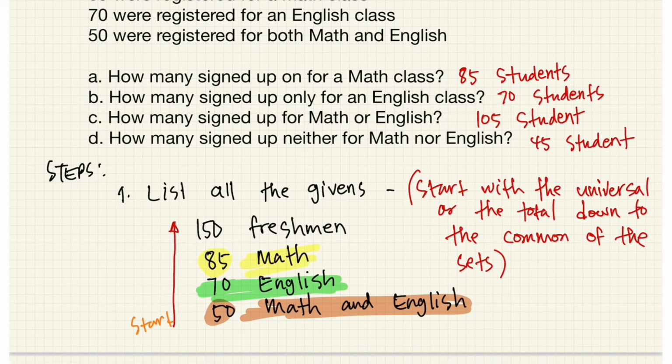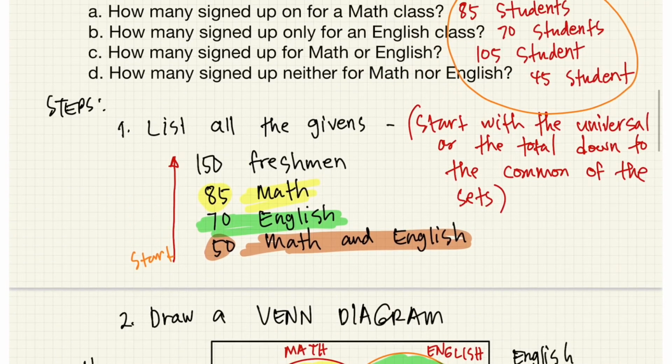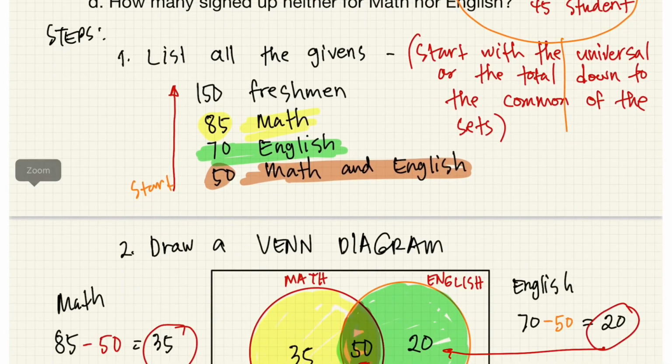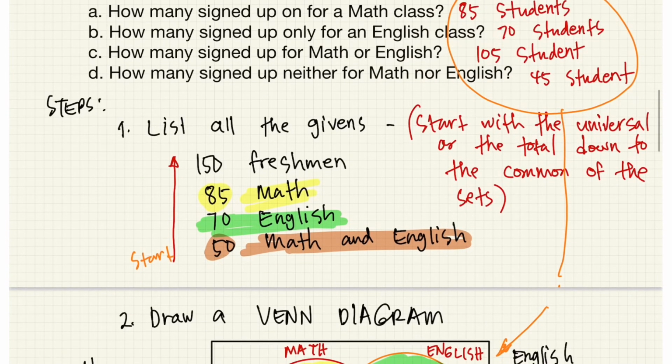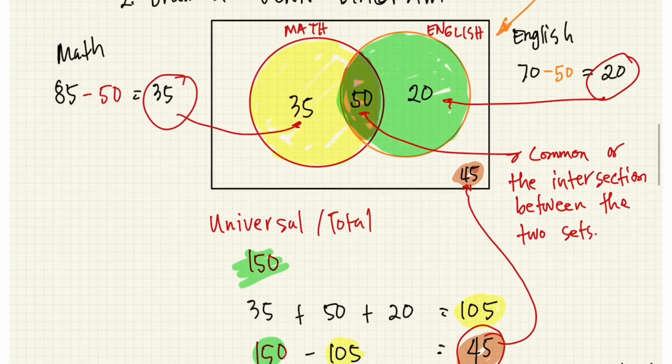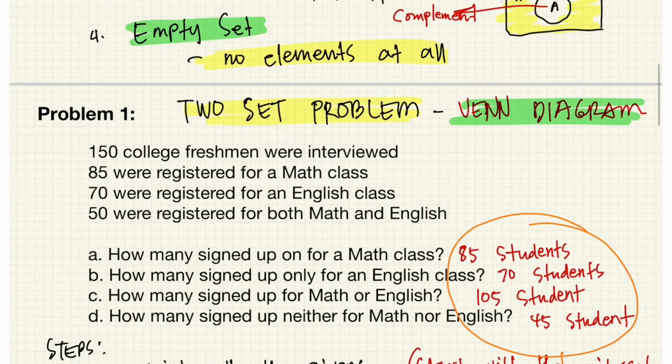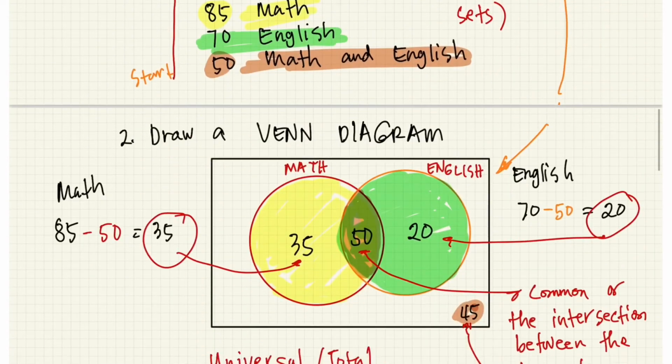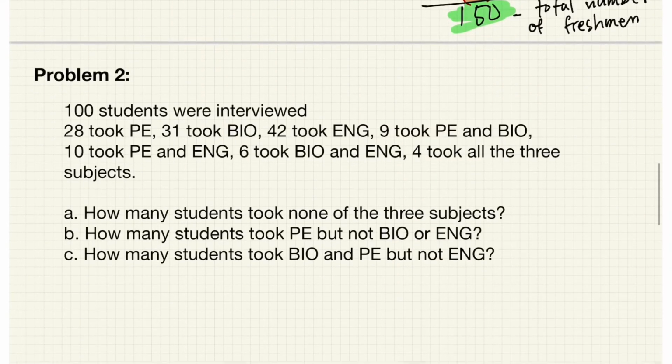So all of these answers here are found in our Venn diagram. Okay, all of that are found in our Venn diagram, and this is for a problem of a two-set problem using Venn diagram. Now let's go to the next problem that we have. This is a three-set.